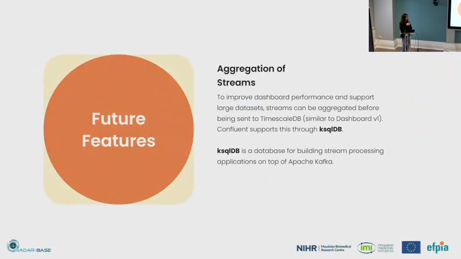For future features, we might want to add aggregations of streams to improve dashboard performance and to support large data sets. So we can pre-aggregate these streams and then send them to TimescaleDB. We might do this through ksqlDB, which is a database for building stream processing applications on top of Apache Kafka.